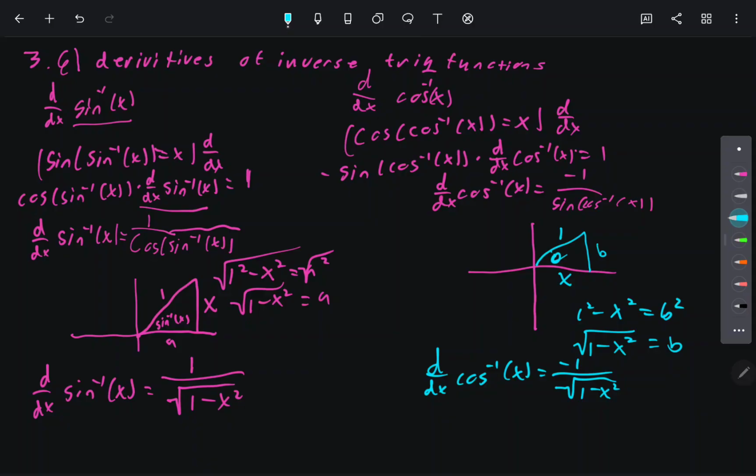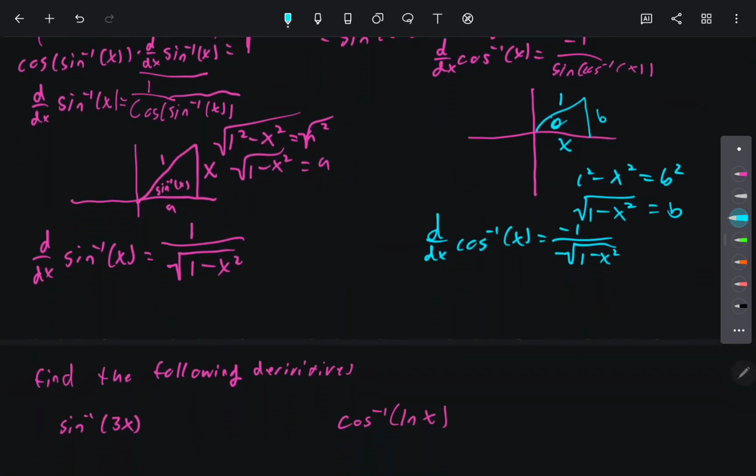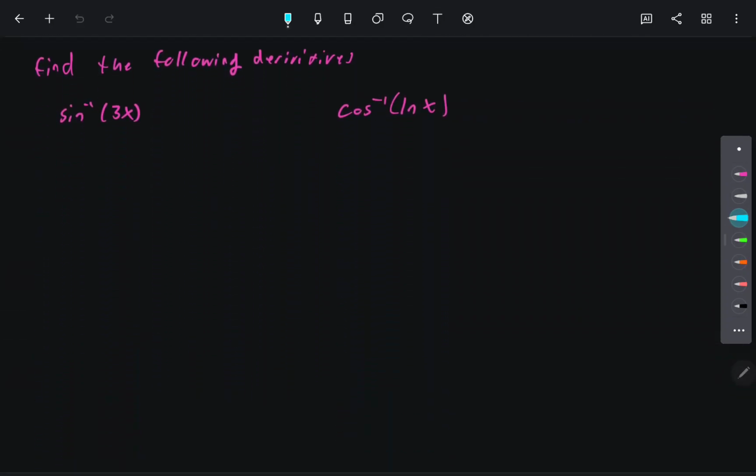Boom! Isn't that amazing? What is really interesting about this is that a derivative of a transcendental function here becomes an algebraic function. And I find that fascinating. But I digress. So now I have 2 practice problems for us. I want to find the following derivatives.